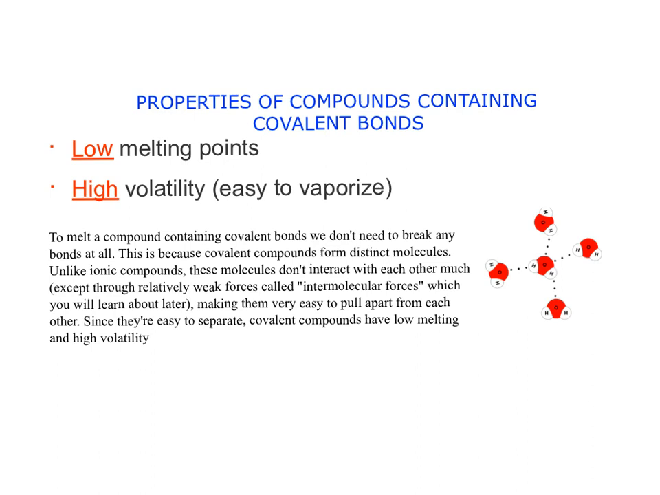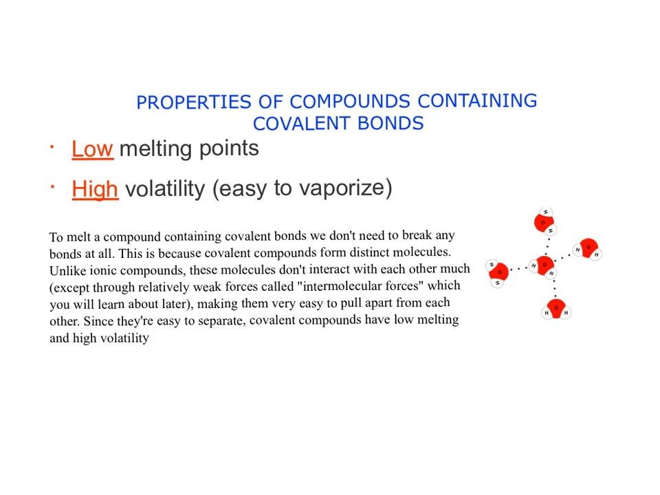So this is opposite of ionic bonding. Low melting points, which means it doesn't take a lot of heat to make it go from a solid to a liquid. Volatility is the process of going up to a gas, and so that means it's easy to vaporize. And it actually has to do with the fact that when we're melting covalent compounds, we don't need to break any bonds. So it's a little bit different than ionic.